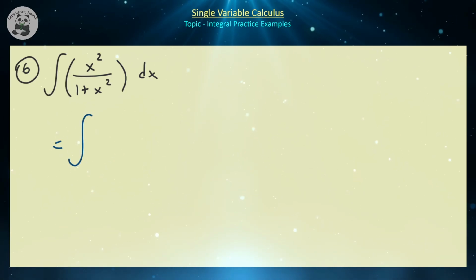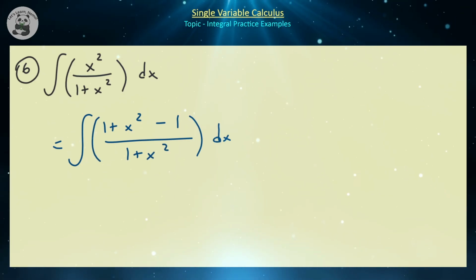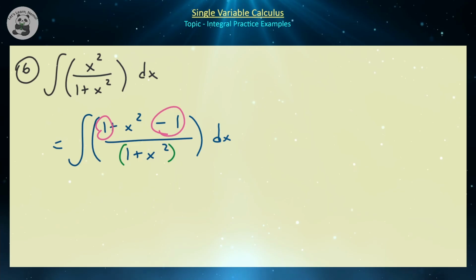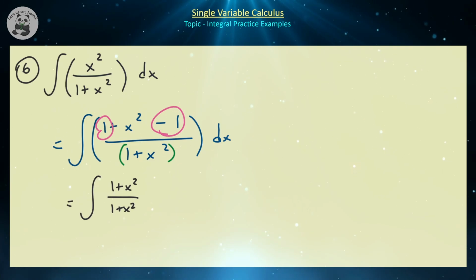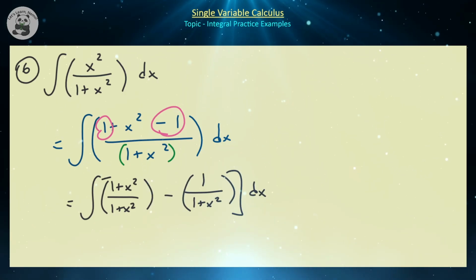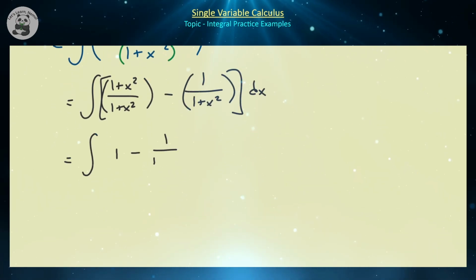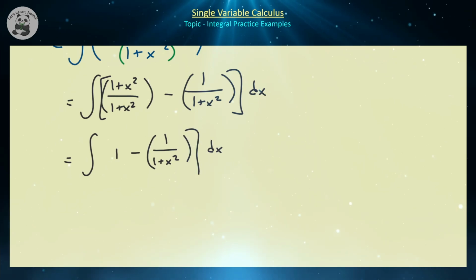In particular, what I want to do is say, okay, 1 plus x squared minus 1, that's not a 1, that's an x, minus 1, all over 1 plus x squared dx. So all I've done is just introduce that 1 minus 1, which is 0, so I haven't really changed anything. Now I want to break this fraction up into two separate fractions. I'm going to write this as the integral of 1 plus x squared over 1 plus x squared, and then minus 1 over 1 plus x squared dx.